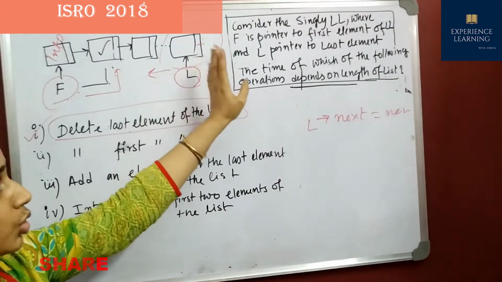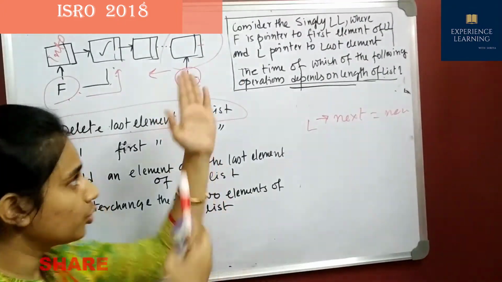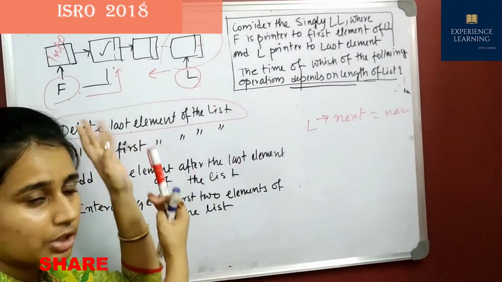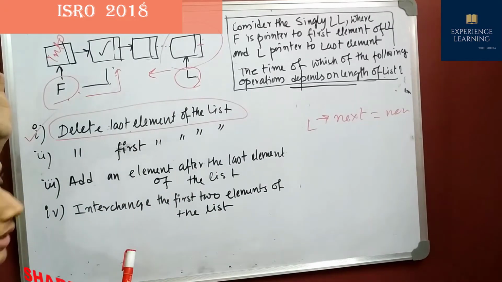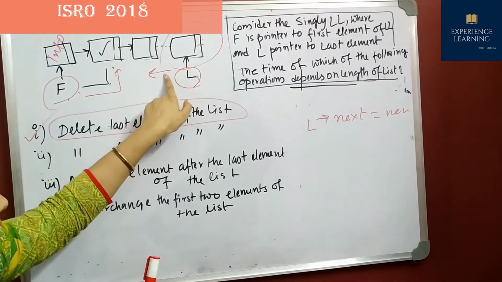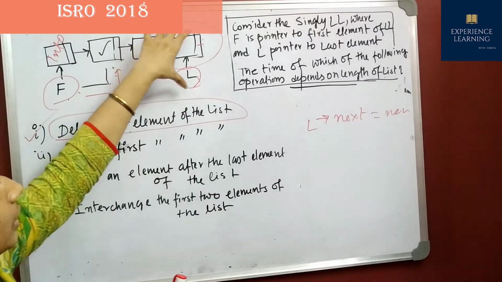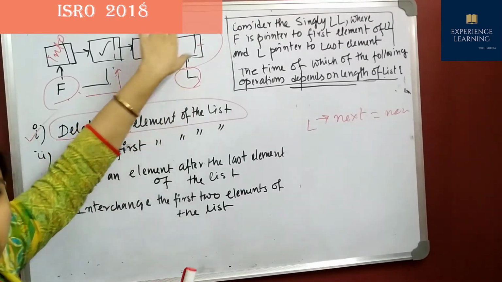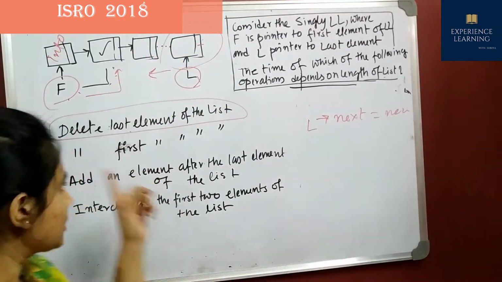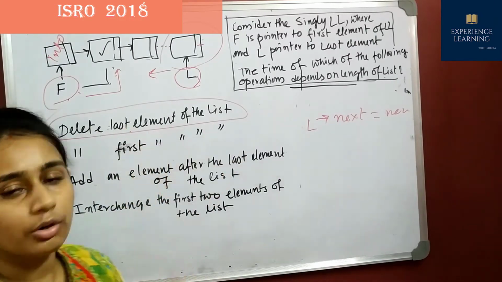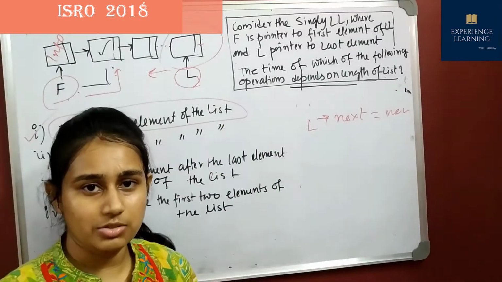Because it is not a doubly linked list, you cannot traverse in the reverse direction. So you have to start from the beginning and stop just before it, and then L will be shifted and you can delete it. So that's why deleting the last element of the list will be the answer.